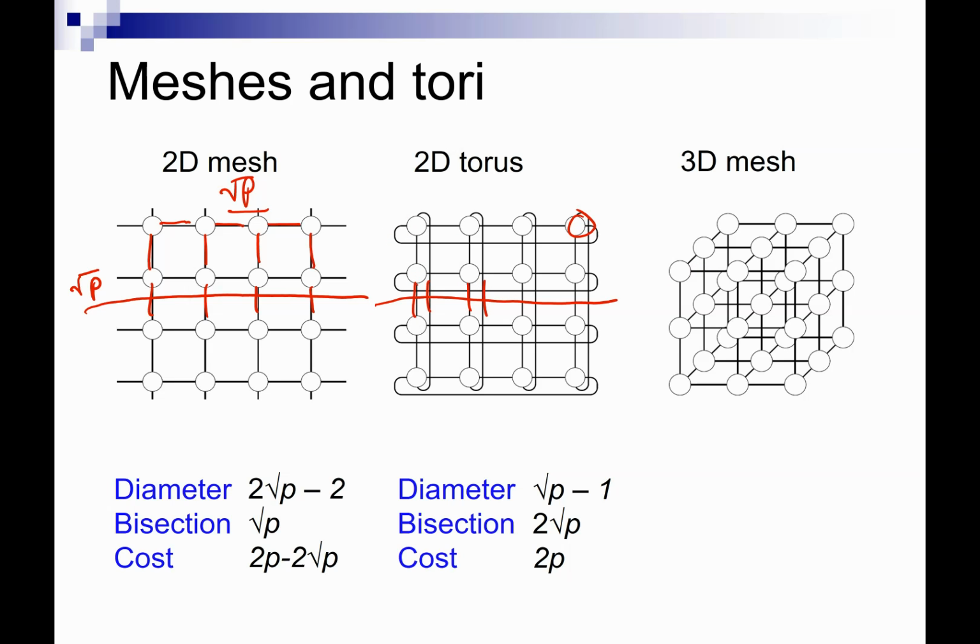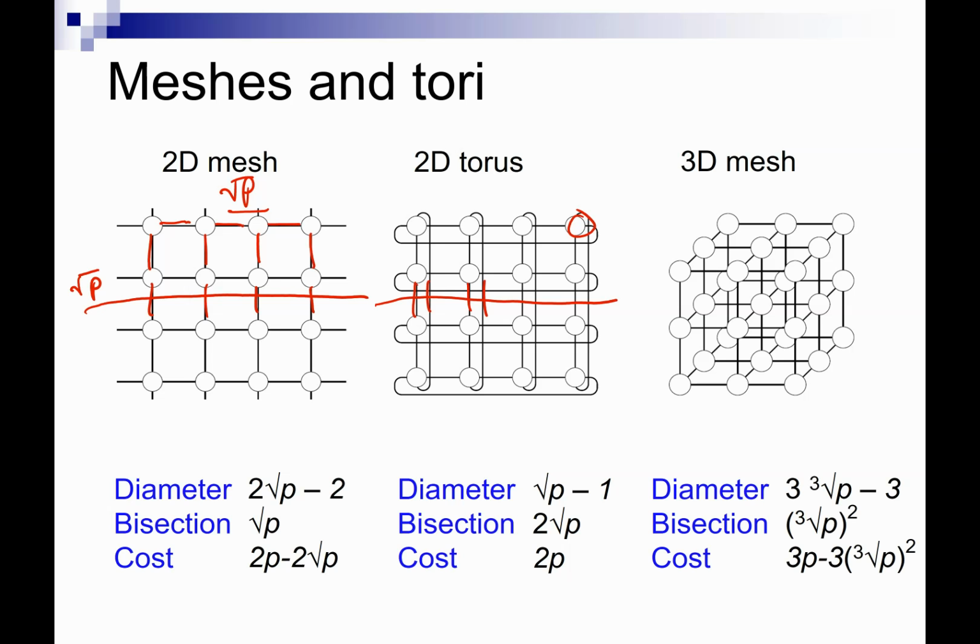So you can go one step further. We've gone from 1D linear arrays to 2D meshes, and you can also move to a 3D mesh. That's the next natural thing to do. And when you do that, you're going to decrease your diameter again. Because now, if there are p processors in this 3D mesh, then the dimensions of the mesh are going to be the cube root of p by the cube root of p by the cube root of p.